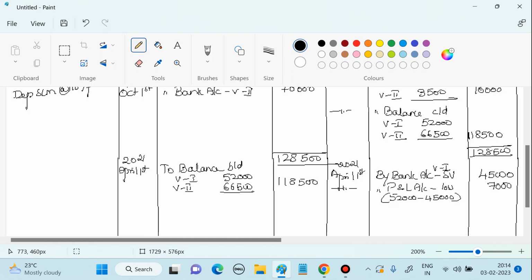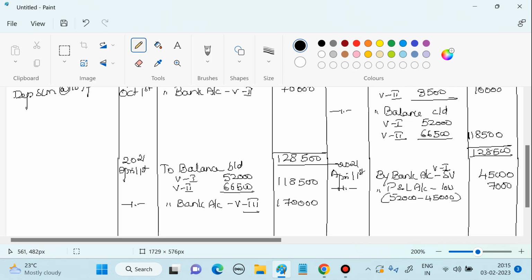Yeah. And then they further said, and a new one costing 1,70,000 was purchased on the same date. So, what is the same date? April 1st. So, April 1st, you purchased one more van that we will name as van 3 for 1,70,000. Done. Now, there is no other transaction.